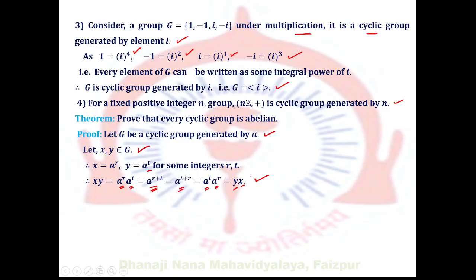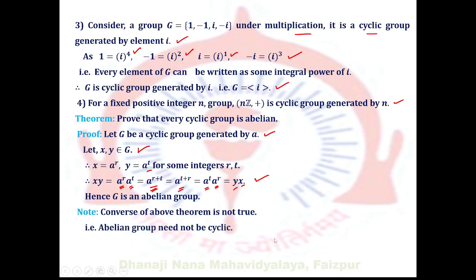So here every cyclic group is abelian, but the converse is not true. So here the converse of our theorem is not true. That is, we have an example of an abelian group which is not cyclic. So an abelian group need not be cyclic.